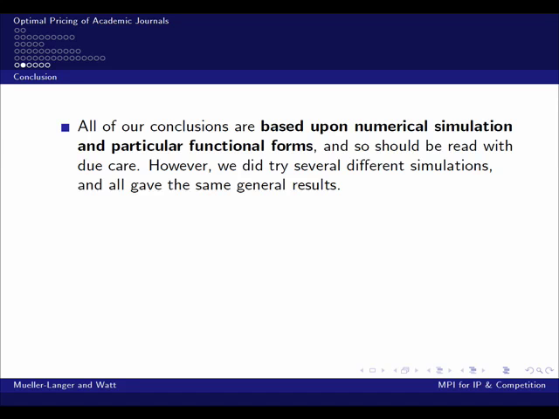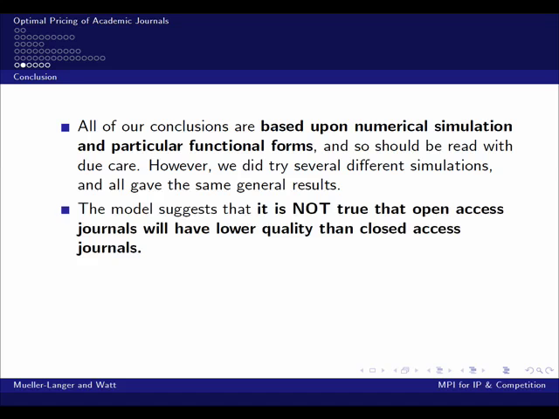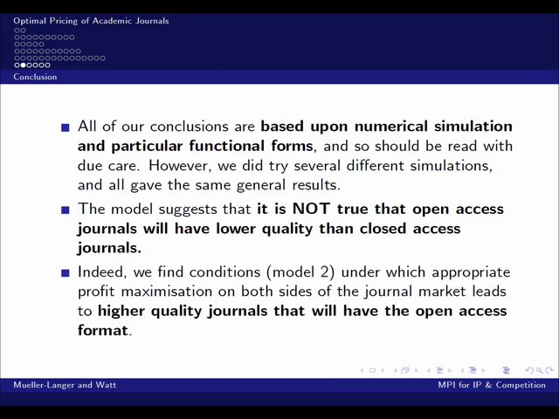Now, to wrap up, our conclusions are based on particular functional forms and should be read with due care, of course. But I think the interesting aspect, and this is where our paper contradicts McCabe and Snyder, is that it's not true that only the low-quality journals go open access. Indeed, we find the conditions of Model 2, under which profit maximization leads to higher quality journals choosing the open access format.